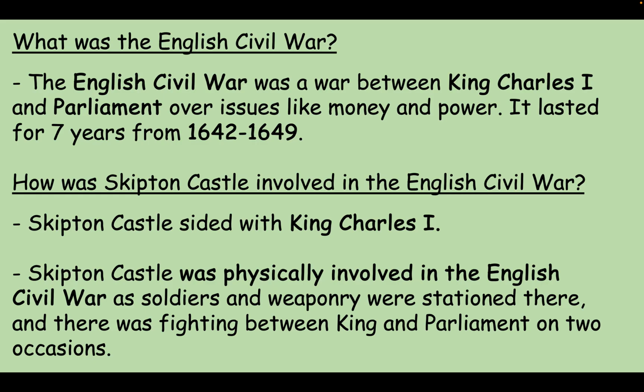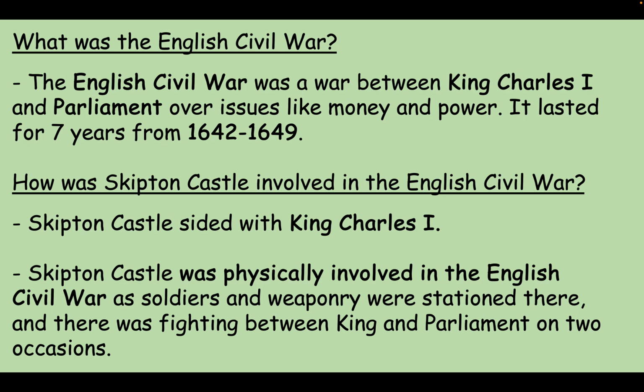The next big event in the early modern period is the English Civil War. Now, the English Civil War is between King Charles I and Parliament over issues like money and power. It lasts for 7 years between 1642 and 1649.